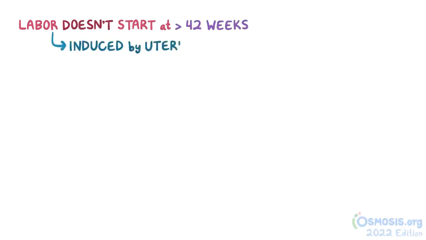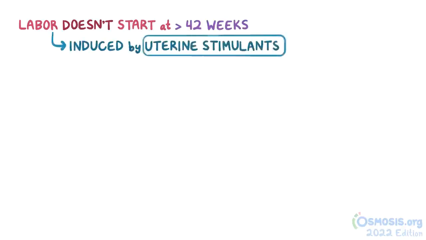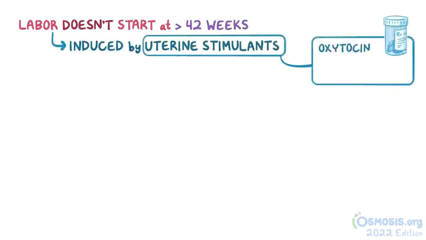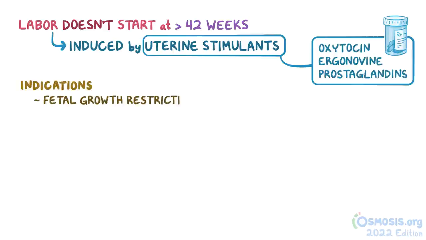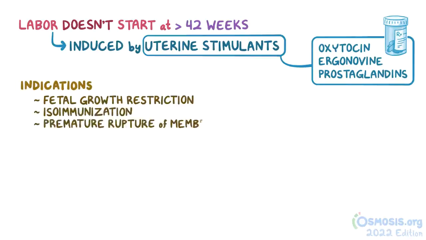Sometimes, labor doesn't start even though it's been more than 42 weeks. In these cases, it should be induced by the administration of uterine stimulants, which include oxytocin, ergonovine, and prostaglandins. In other situations, the baby, the mother, or both are at risk if the pregnancy continued. These include fetal growth restriction, isoimmunization, premature rupture of the membranes, preeclampsia, or eclampsia.